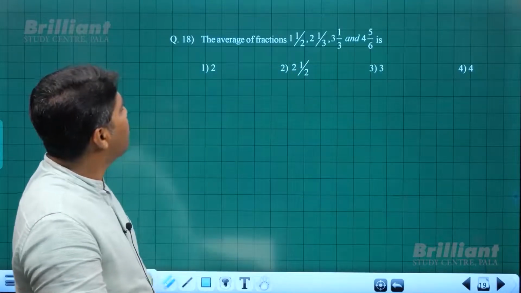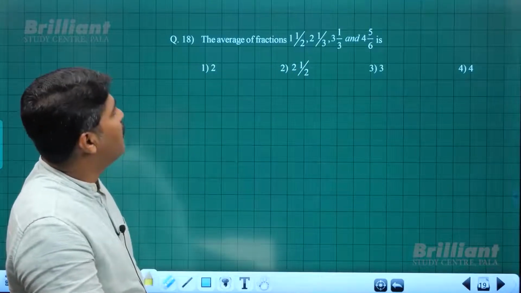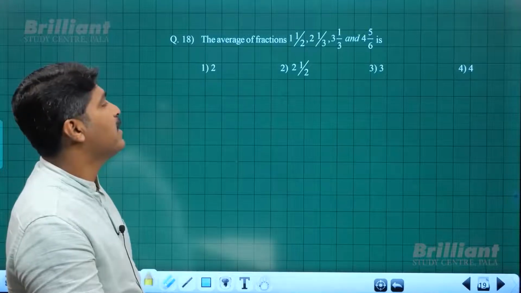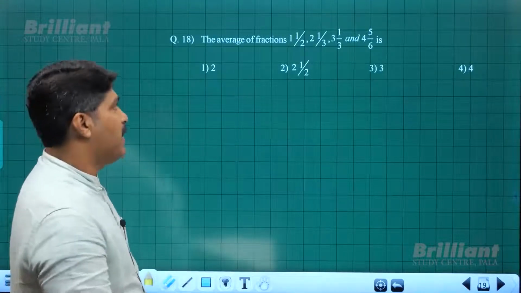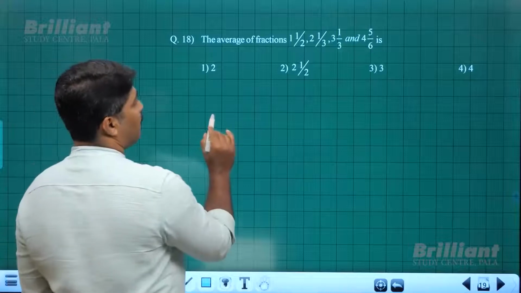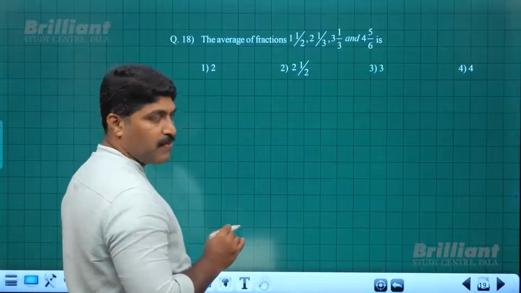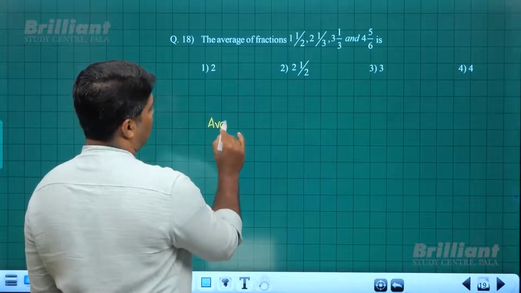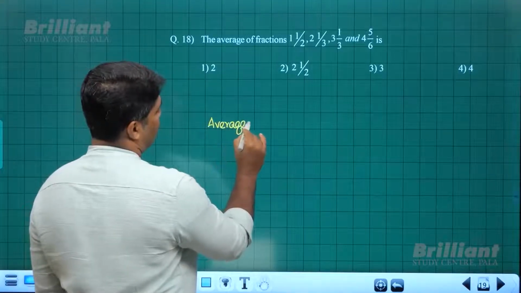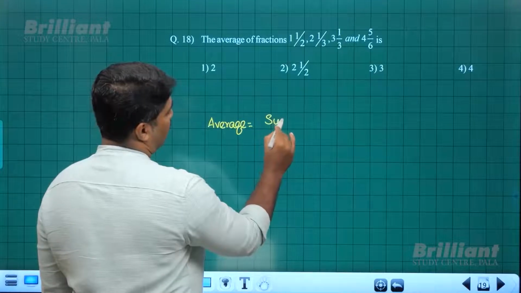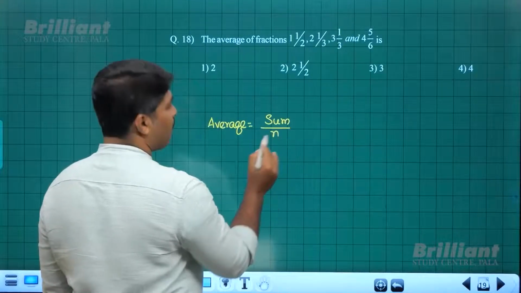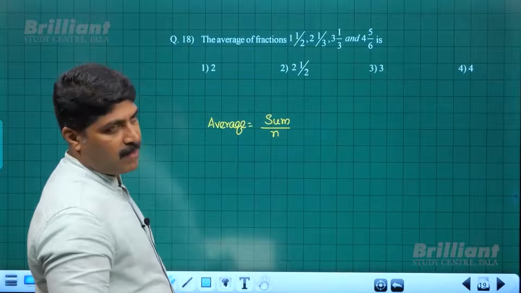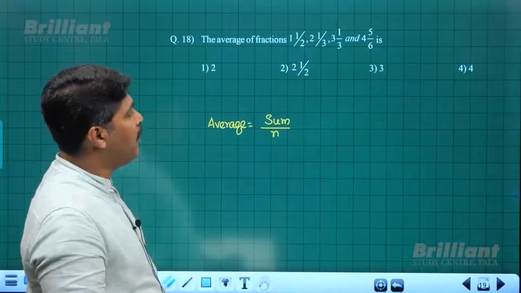Next question. Find the average of the fractions 1 and 1 by 2, 2 and 1 by 3, 3 and 1 by 3, 4 and 5 by 6. First of all, we have to find out the sum of all these values for finding the average. Average is nothing but sum divided by number. First of all, we have to find out the sum of all these values.